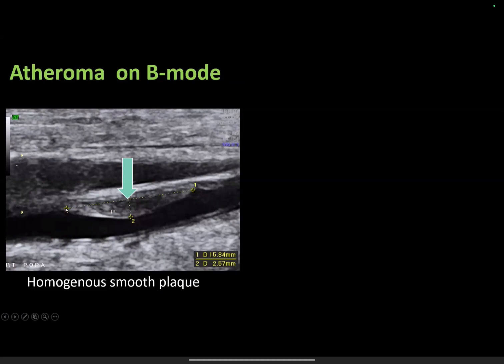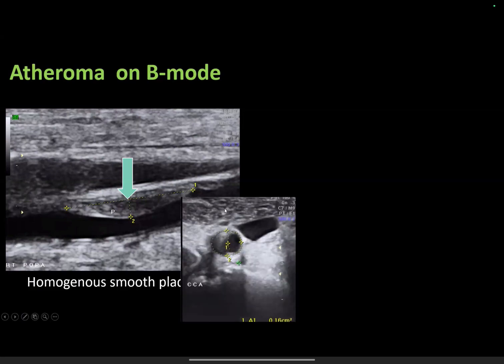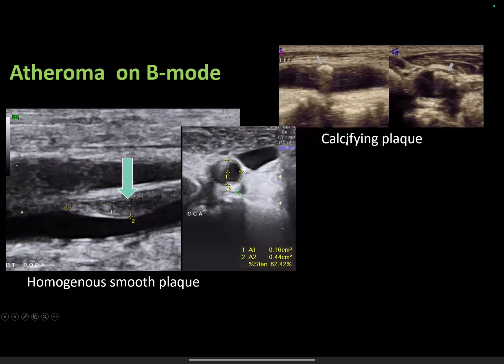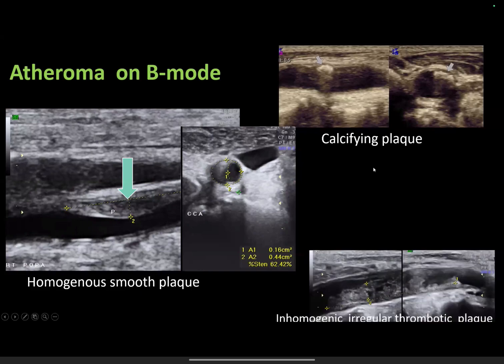So atheroma on B mode can be seen as a very homogenic intraluminal projecting mass focally reducing the lumen with a smooth margin. On cross-section area, we can measure the stenosis by the diameter method or cross-section. It is approximately 60% stenosis. Another vessel with a calcification in the plaque, with distal reverberation causing difficulty in scanning. We cannot say that it is occluded or not. So it is a calcifying plaque.